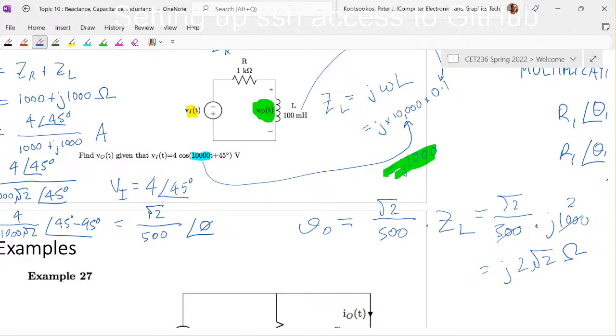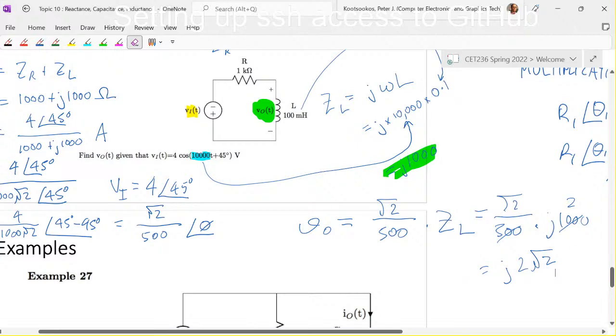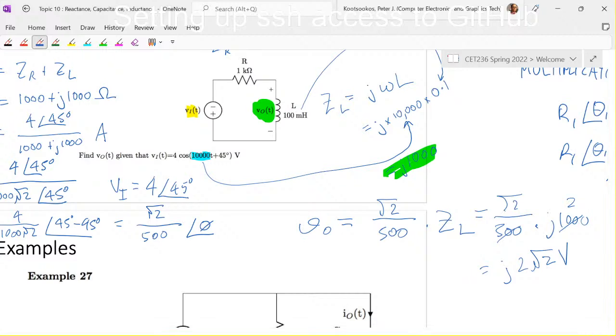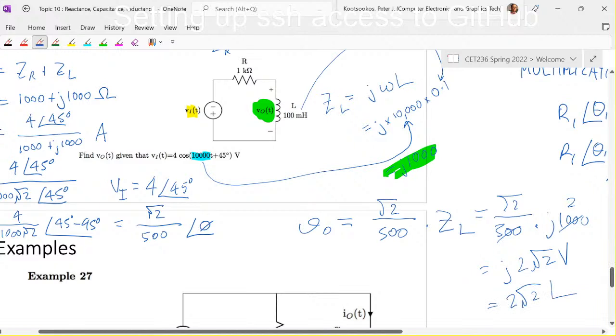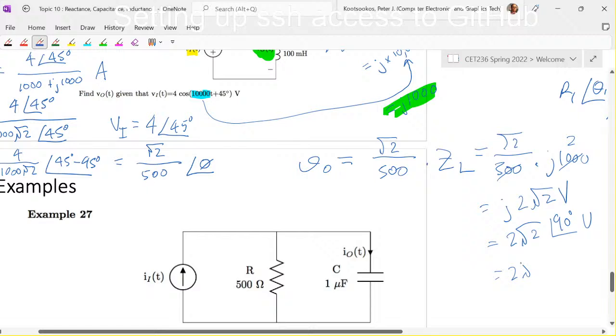Sorry, I don't know why I'm doing that. You're right, I am being silly. V equals I Z, the output is in volts. In this case, I'm okay with just leaving it as j 2 root 2. You could also write it as 2 root 2 angled 90 degrees volts, or 2 root 2 angled pi on 2 volts.